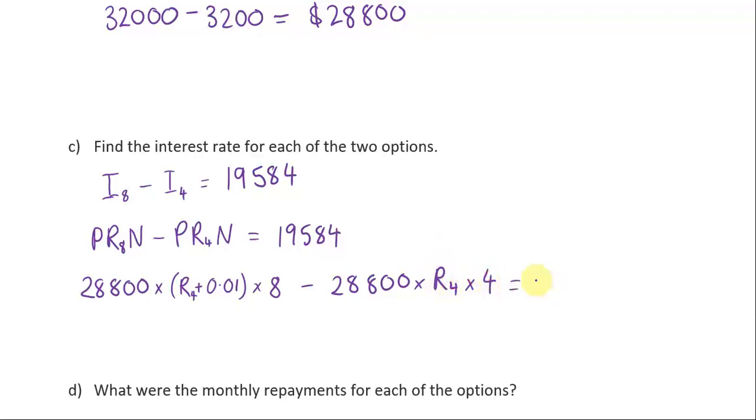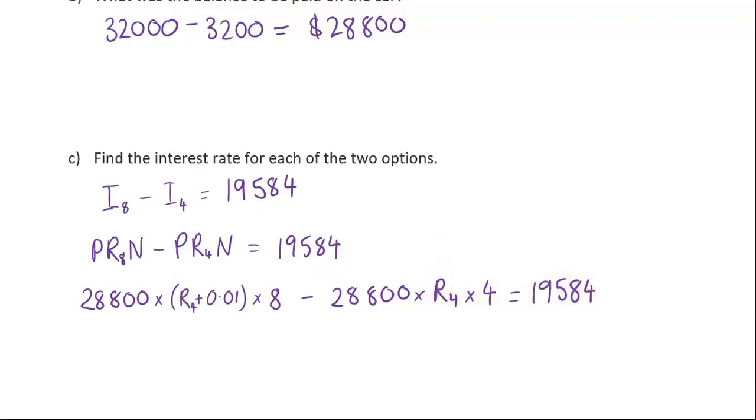And this is equal to $19,584. We have our unknown interest rate, R4, in two different places. So we've got quite a bit of algebra to do to get this to R4 equals something. So we can go ahead and get started.